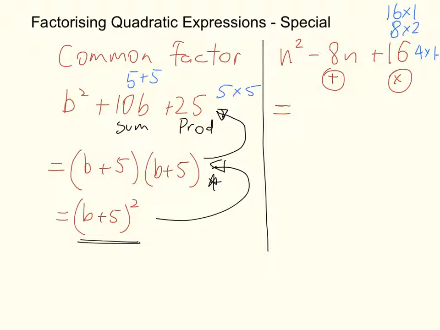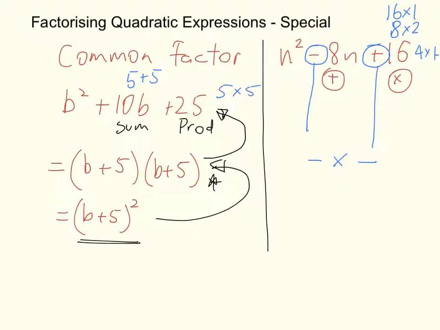Because I notice here that I've got a positive sign, but I've got a negative sign in the middle, that tells me something a little bit interesting. It means I'm going to have a negative multiplying a negative, so my two numbers are going to have to be negative. If that was negative 16, then we'd be looking for one negative number and one positive number. But in this case, we are looking for a pair of negative numbers.